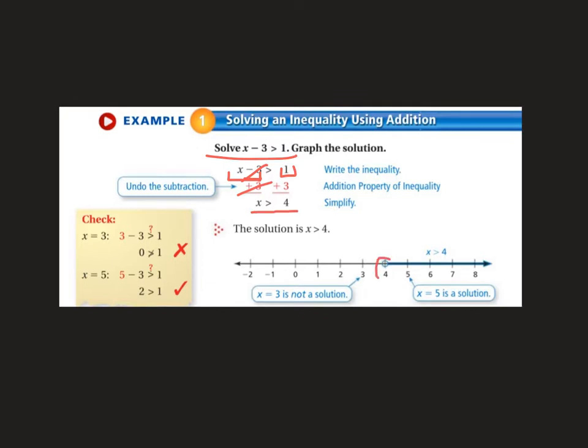And I'll do it a little bit bigger here, but we are circling 4 because we are not including 4 in this answer. X has to be greater than 4, it cannot be equal to 4. So that's how we graph it. And these are all of our solutions going out this way, all right? These on this side are not solutions. These are not solutions, okay?